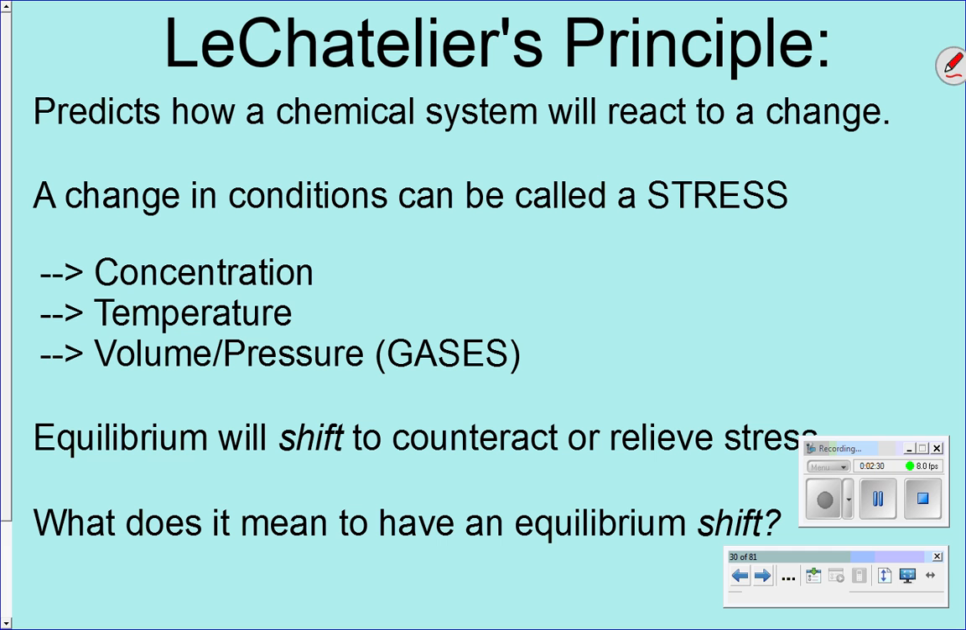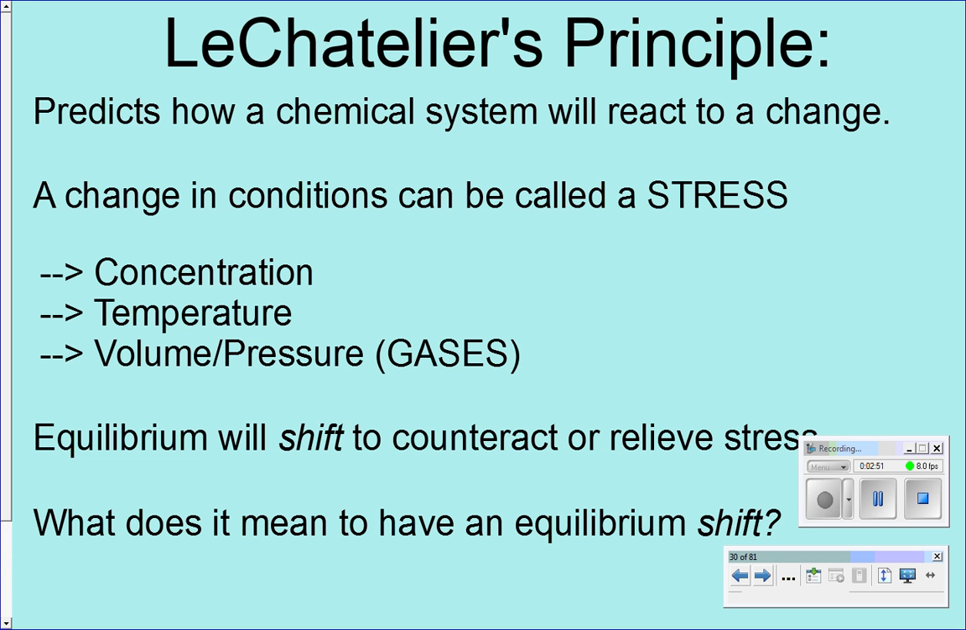So this is described as Le Chatelier's principle. Le Chatelier's principle predicts how a chemical system will react to a change. A change in conditions can be called stress. Just like changes in your life cause stress, this happens to systems at equilibrium as well. For example, if all of a sudden your calculator batteries died, this would be a stressful situation. It is a change for you.